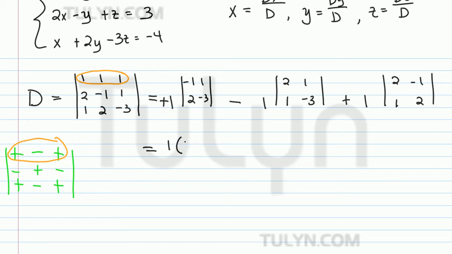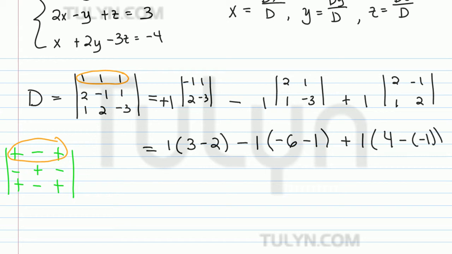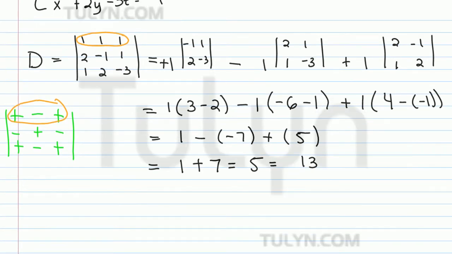So this is going to be 1 times the determinant of this 2x2, which, you cross multiply and then take the difference. So negative 1 times negative 3 is 3, minus 2. And then we have minus 1 times negative 6, minus 1. And then 1 times 4, minus negative 1. So simplifying, 3 minus 2 is 1 times 1 is 1. Then this becomes minus negative 6 minus 1, which is negative 7. And then finally, here we're going to get 4 minus negative 1, which is 4 plus 1, which is 5. So we have 1 plus 7 plus 5. So we have 13. So our d is equal to 13.